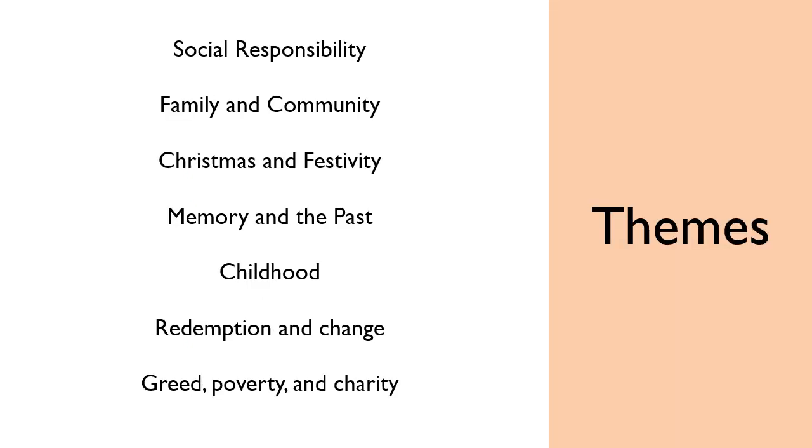When we think about AO1, it's important to think about themes. The question will be on a theme, and knowing these themes is quite important to helping us understand the book. The themes that you see here are the themes that are likely to come up. You might see them phrased differently in the exam paper. For example, money might be used instead of greed or poverty or charity, but the ideas are the same.